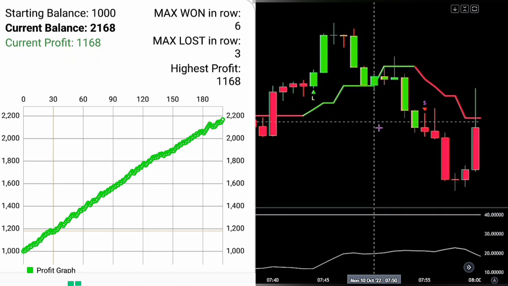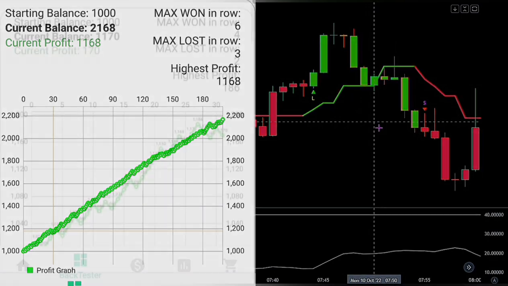The profit factor for this strategy is looking really good, as we had 5 wins in a row against 3 losses in a row. During the backtest, we hardly experienced drawdowns, so you can comfortably trade this strategy with 2% of your account size to maximize your profit.